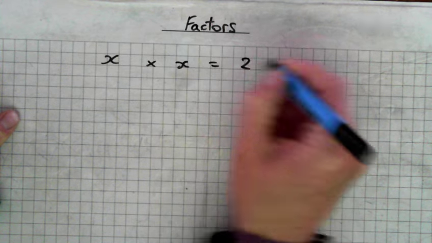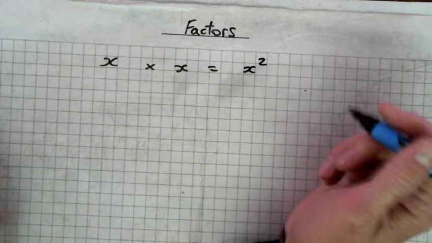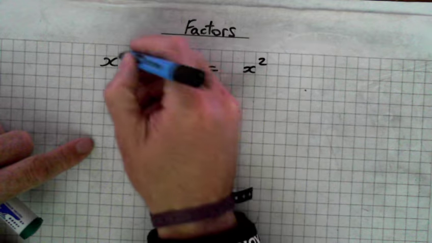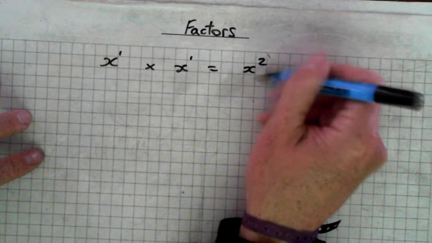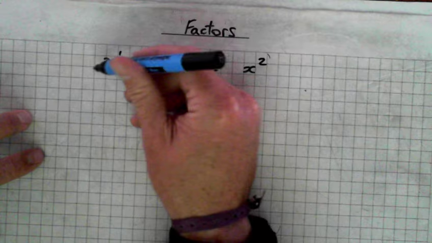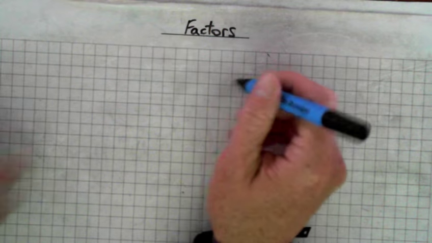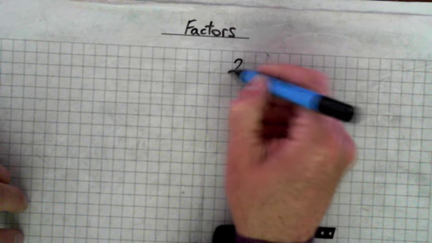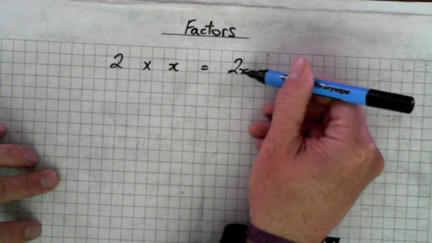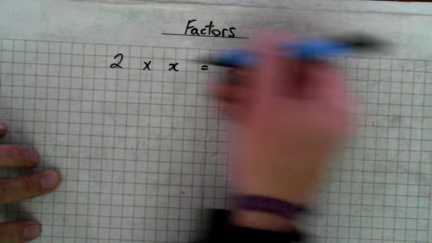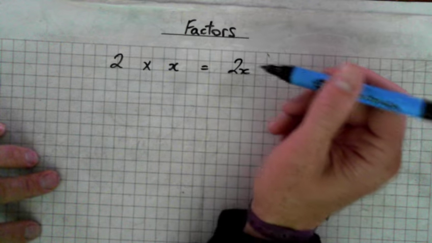x times x is equal to x squared. So the factors of x squared are x and x. What's the factors of 2x? 2 times x is equal to 2x. So what are the factors of 2x? x and 2 are factors.